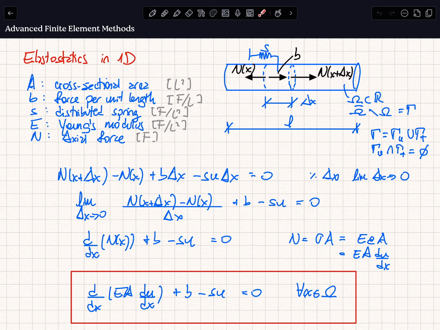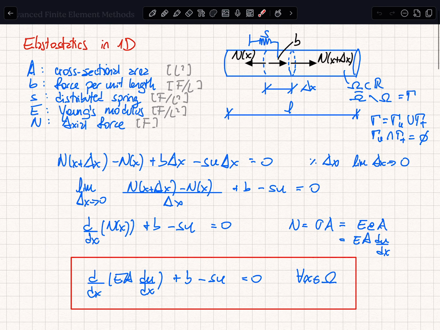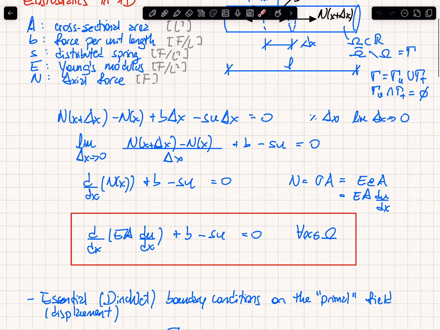And then we looked at all these forces, and then we said, well, if I want to have elastostatics, I have to basically apply Newton's second law, and so the sum of forces, in this case, is equal to 0 because the bar is at rest. And so if you do that, you take the limit as the infinitesimal length goes to 0, then you get basically the proper definition of the derivative.